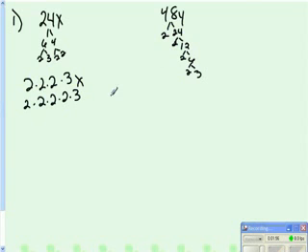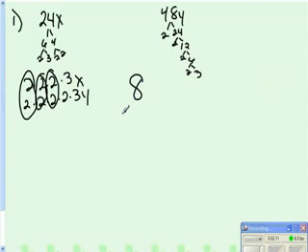times 2 times 3. So I have those in common, those in common, those in common. And then there's a y, that doesn't work. So my only thing that they all have is a 2, a 2, and a 2. So 2 times 2 times 2 is 8. That means that's my greatest common factor.